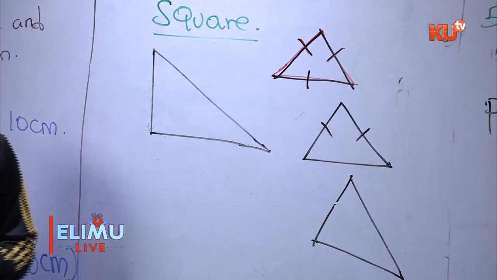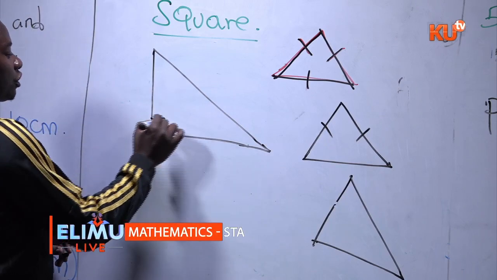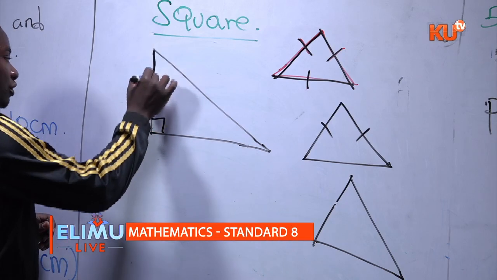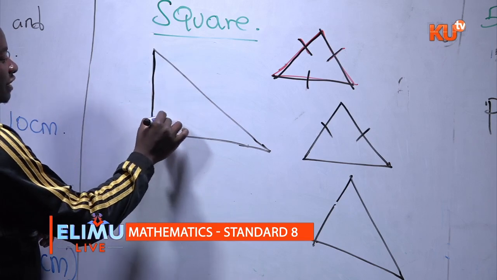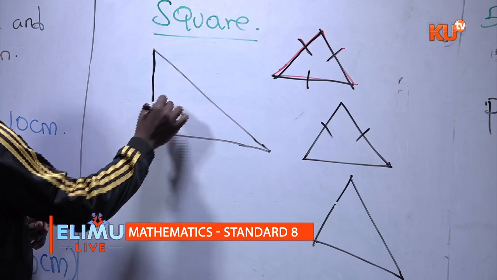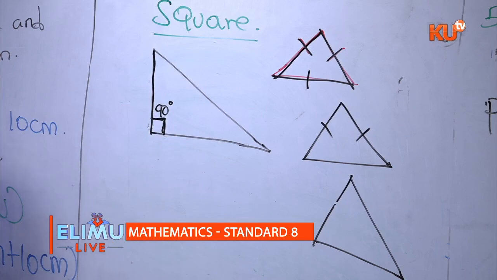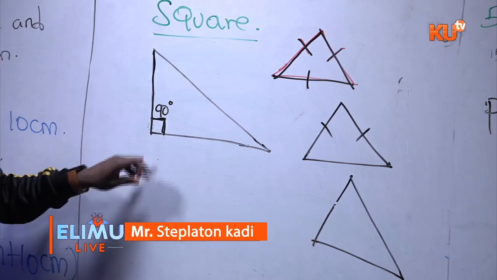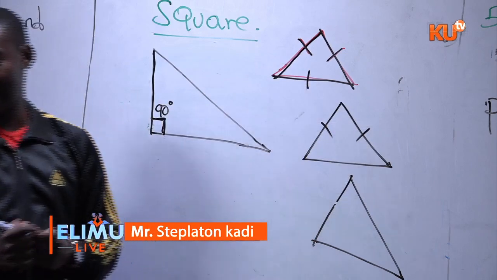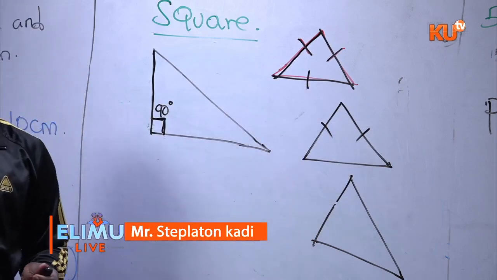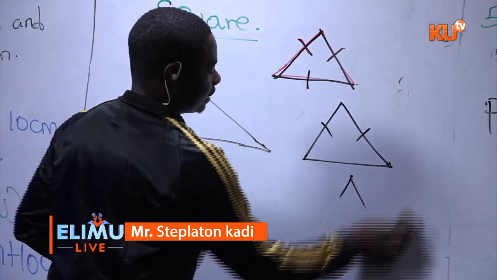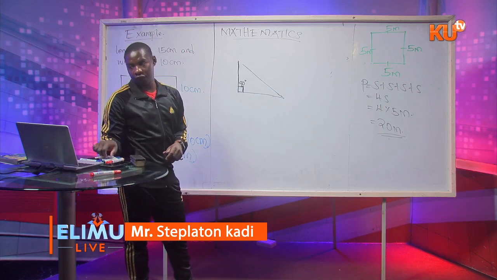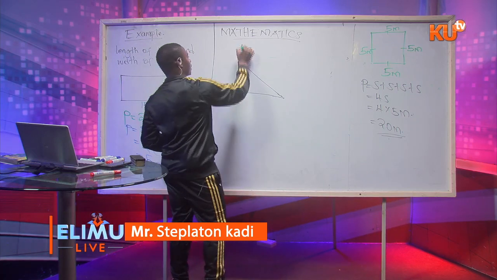Then the last type of triangle is the one that I've drawn here, which is called a right-angled triangle. It is called a right-angled triangle because of these 90 degrees. This box here always means the angle formed by these two lines is 90 degrees. So those are the types of triangles that we have. Now let's look at the perimeter of a three-sided figure, which is a triangle. So we want to find the perimeter of a triangle.